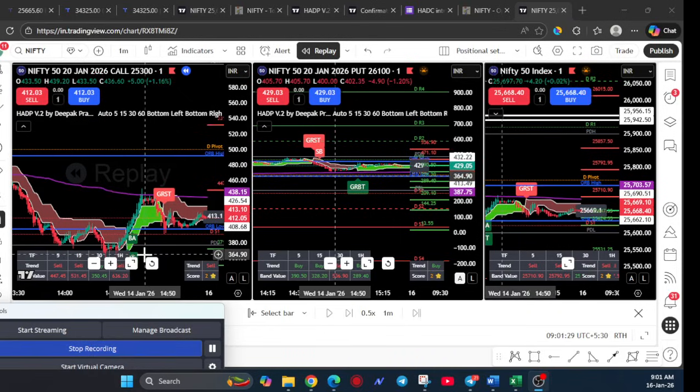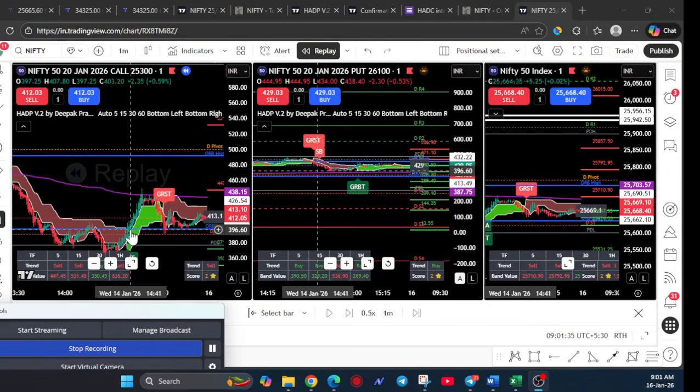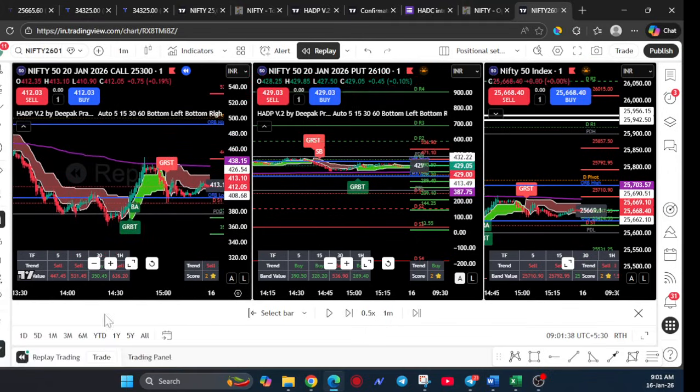So good morning, welcome to this indicator session, how to use this indicator, right? Basically, what I have done is we have fine-tuned this, we have removed the confirmation signal, okay? We don't need a confirmation signal, only this HADP V.2 by Deepak Prabhakar is enough, okay?